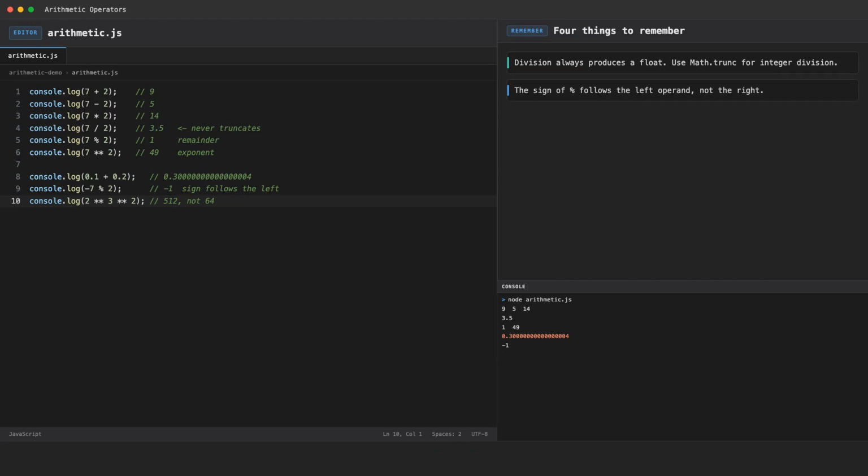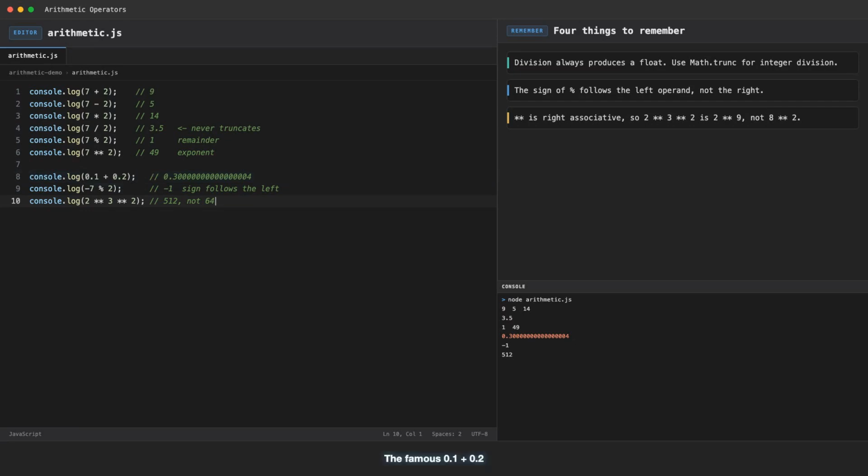Look at this expression with 2 exponent operators. Most operators group from the left, so you might expect 64. That would be 2 to the third, then squared. But exponentiation groups from the right instead. So it calculates 3 squared first, giving 9. Then 2 to the power of 9, which is 512. That matches how mathematicians write stacked exponents. It is correct, but use brackets to make it obvious.